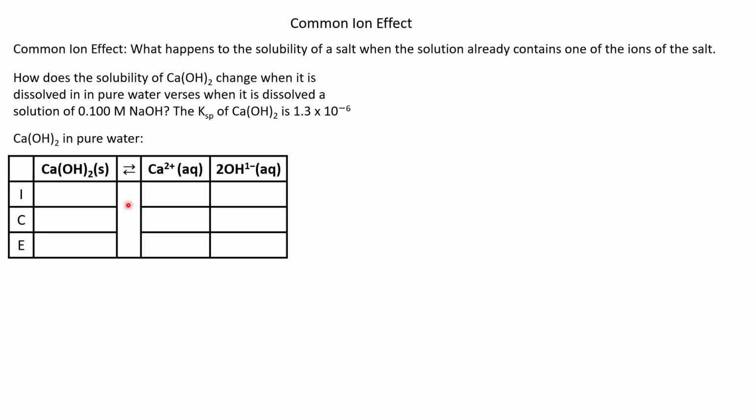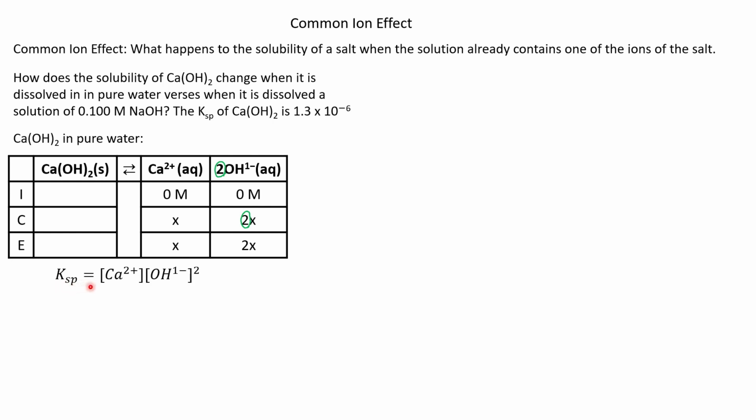So initially, of course, we have none of our cation or our anion. So what is our change here? This is going to be x and 2x, remembering that this 2 comes from this 2 right here. So our equilibrium is going to give us x and 2x.